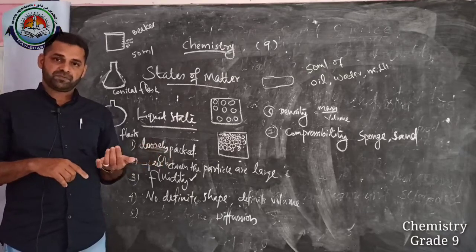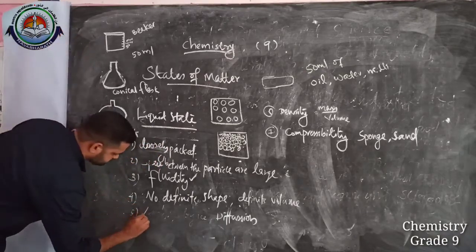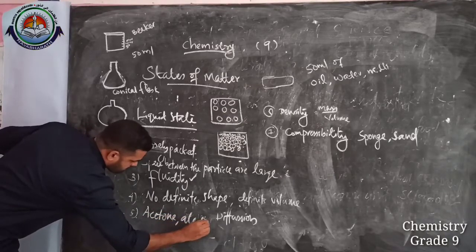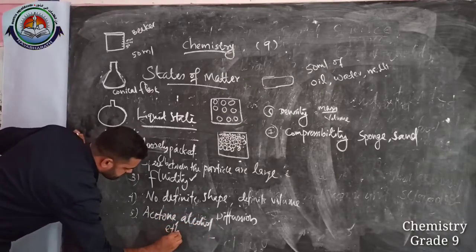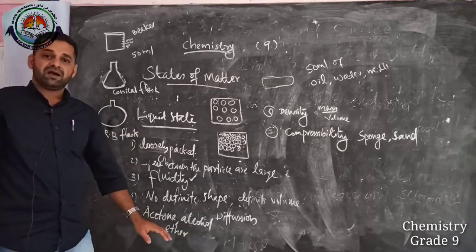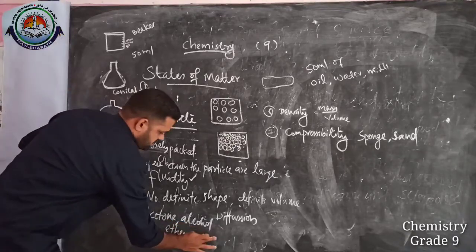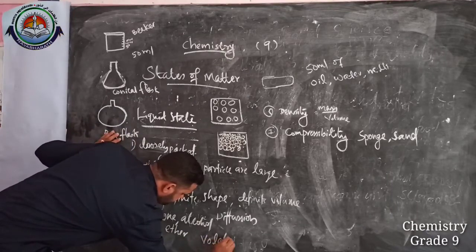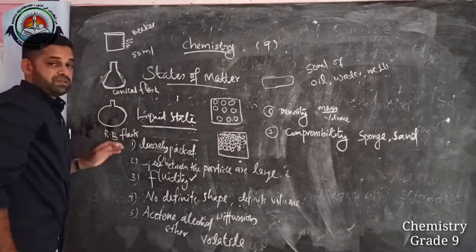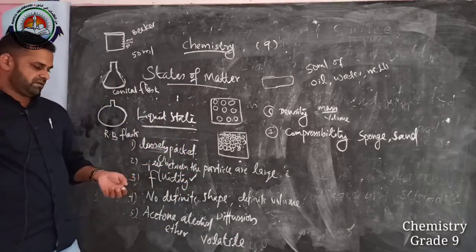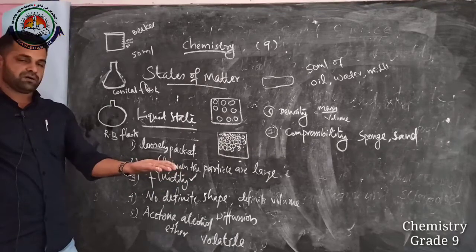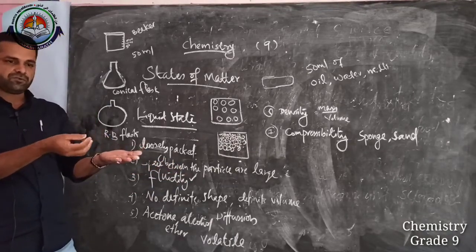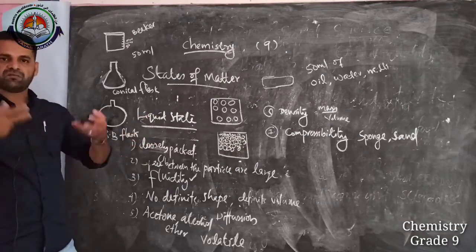All acetone, alcohol, ether, all these are called volatile liquids. They are easily vaporizable. When we pour some petrol in our palm, after a few minutes it will disappear, that is called volatility.